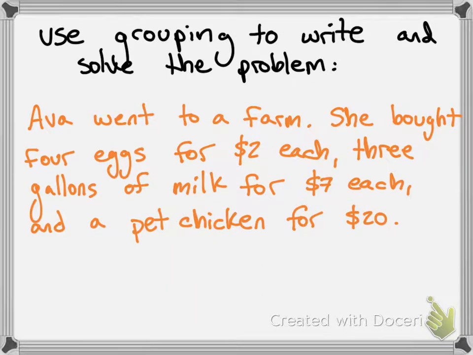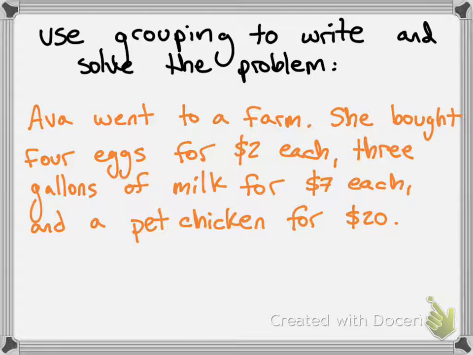answer. This problem, I want you to use grouping to write and solve the problem. So just like we saw yesterday in the thing where we were buying multiple stuff, we can group it together to make it easier for us. So our question is, Ava went to a farm. She bought 4 eggs for $2 each, 3 gallons of milk for $7 each, and a pet chicken for $20. So I want you to group it together. I want to see a written expression and I want to see the answer at the end.